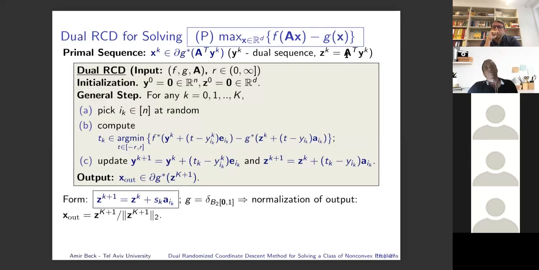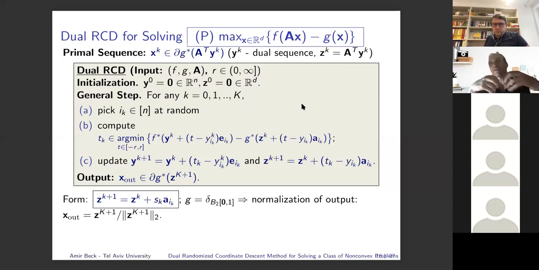So this is how the algorithm looks. It maybe looks scary, but it's not. Let's say that we start with y0 and z0. The general step again is to pick a random index uniformly, again, just for simplicity. We compute a one-dimensional minimizer of this function. But it's a one-dimensional minimization, again, over an interval, maybe. If we choose r to be equal to infinity, then it's complete minimization. And then we update y and z. And again, z is just a notation of A transpose yk.